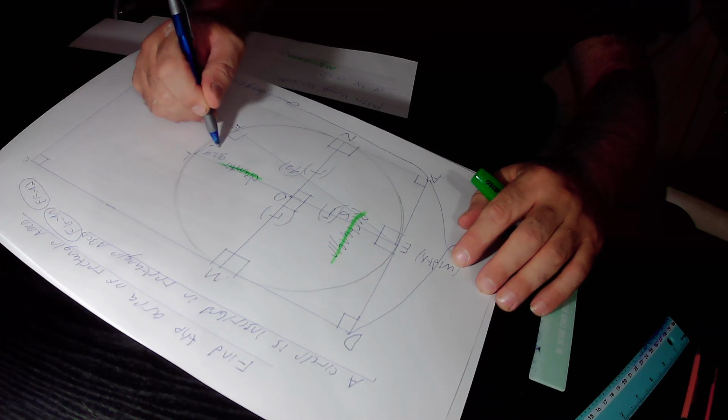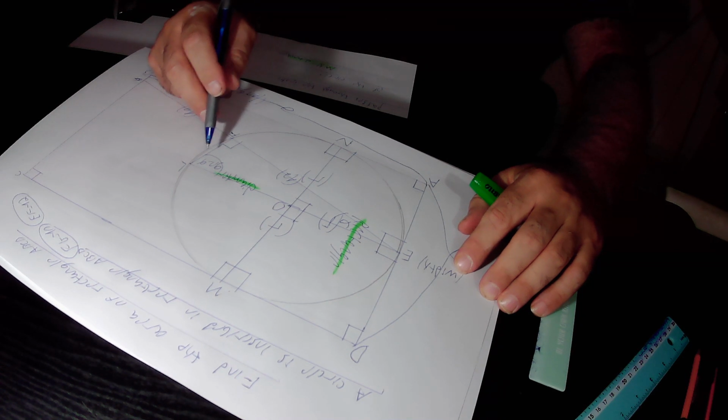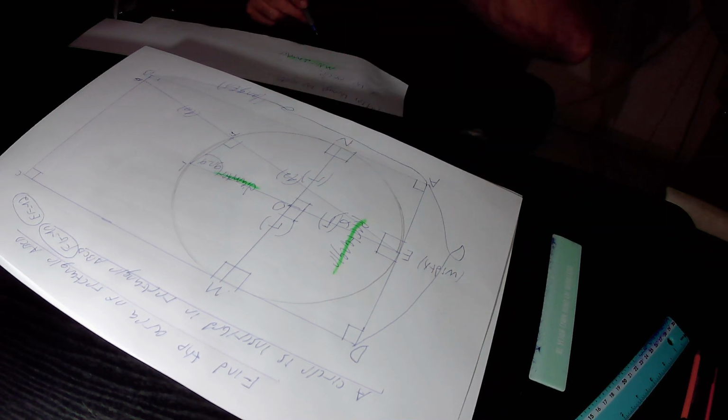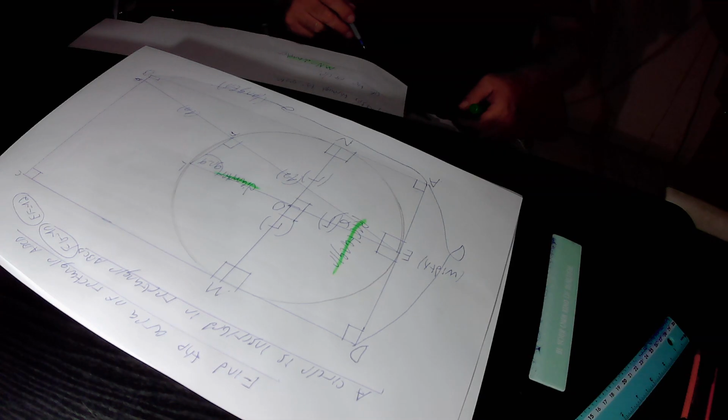Why? Because 90 degrees minus alpha plus alpha is 90 degrees, and 90 degrees plus 90 degrees is equal to 180 degrees. That is the sum of the angles in any triangle.